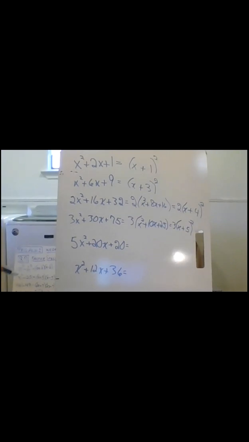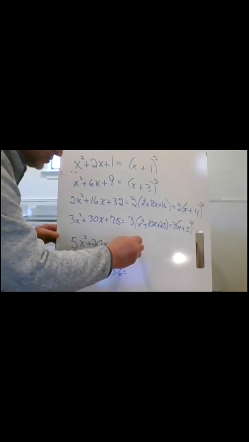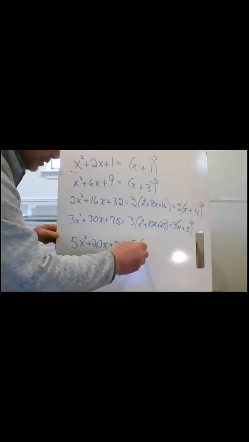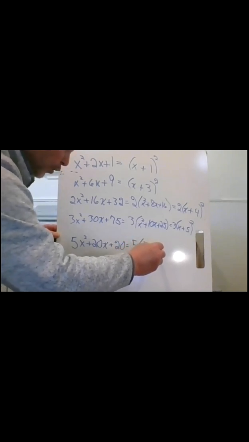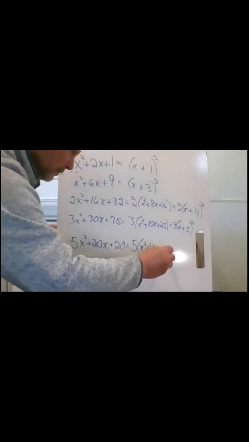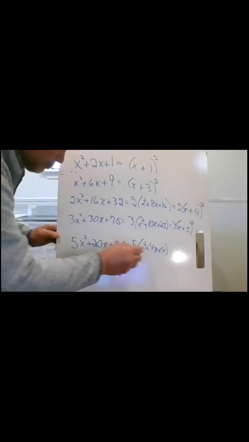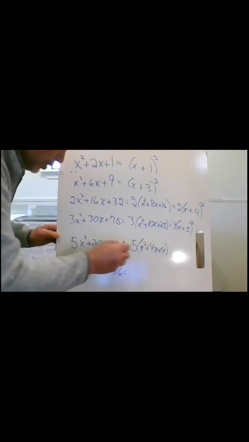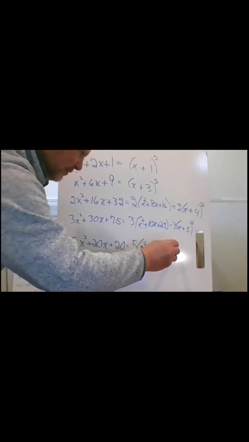Okay? Here we go, second last one. You have a 5, a 20, and a 20. So we can see that 5's the greatest common factor. Leaves you with x squared plus 4x plus 4. If you distribute, you'd get your 5x squared plus 20x plus 20. And now we have that 5.